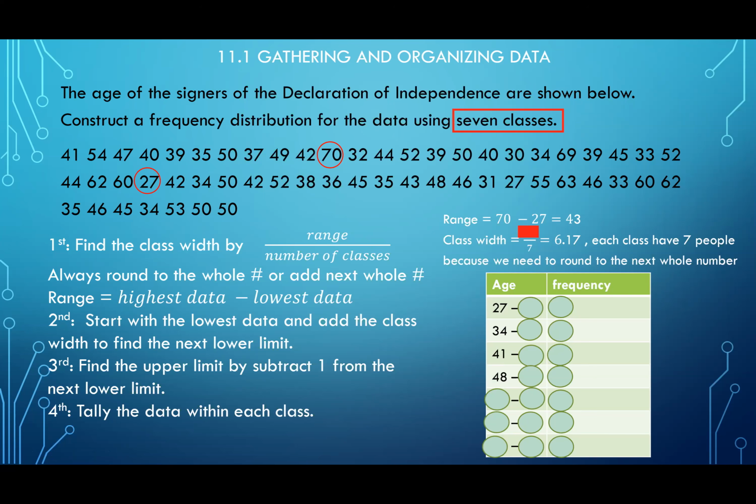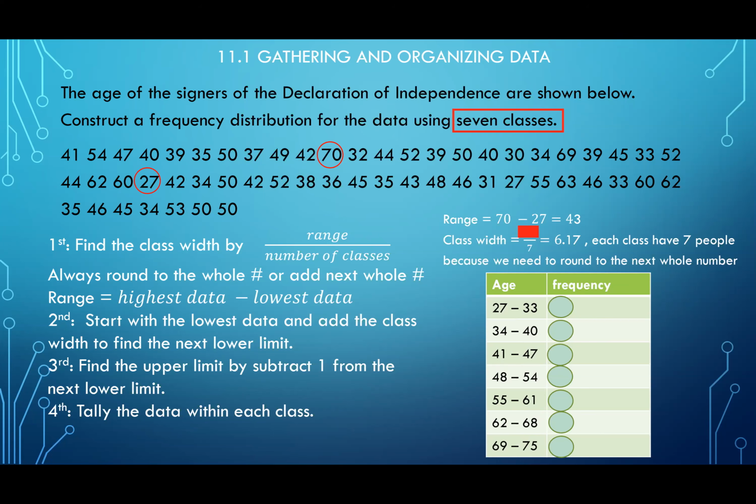I need to find my class width. Basically, the class width is every time you jump from one class to the next class, how many items do you add? So in this case, the class width is 7. So every time you jump, you add 7 units. And now how do we find the upper limit? Well, the upper limit is this. It's basically, again, 34. So I need to subtract 1 to give me 33. 41, I need to subtract 1 to give me 40. Or if not, everybody see the 33, you add 7 to give 40. 40 plus 7 to give you 47. And again, so on and so forth.